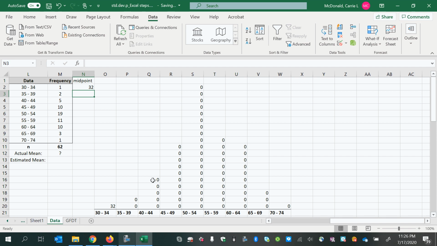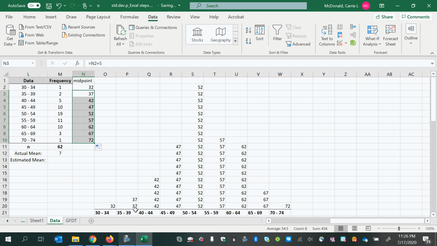And then the class width, which we can see across all the classes: if you subtract 35 minus 30, that's 5, 40 minus 35, that's 5, they're all a class width of 5. So if I just take the first one I calculated, add 5, and then copy that relative formula down, then I would basically be thinking I had one value that was equal to the first midpoint, 32, two values that were equal to the second midpoint, 37, five values that were equal to the 42 there, and so on.